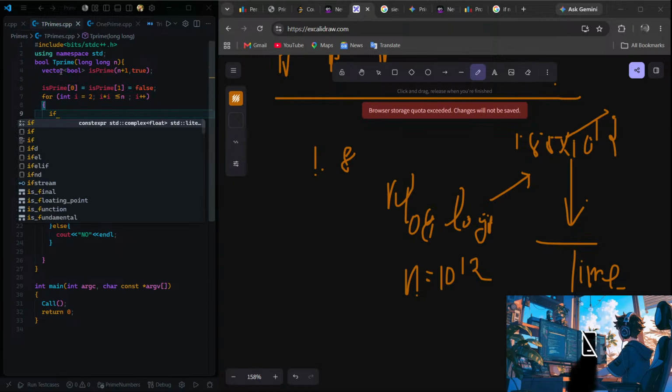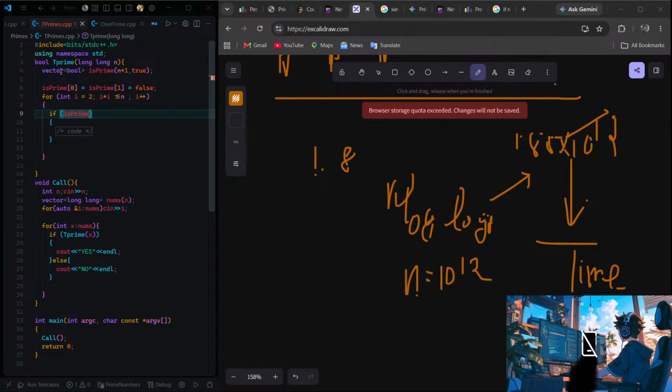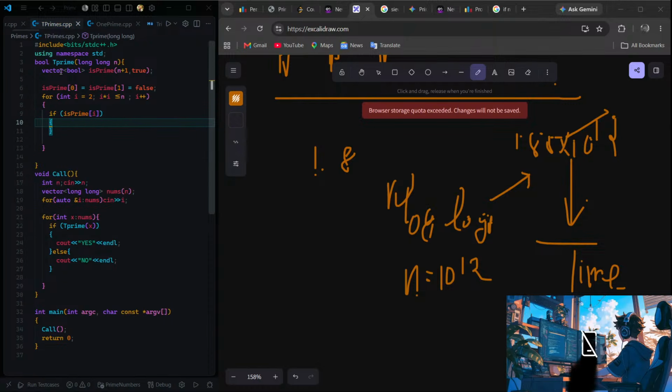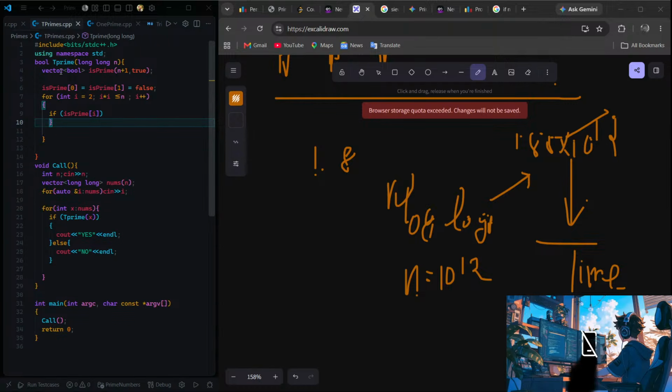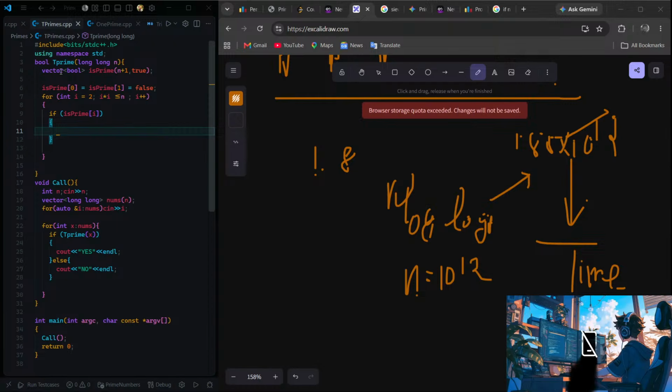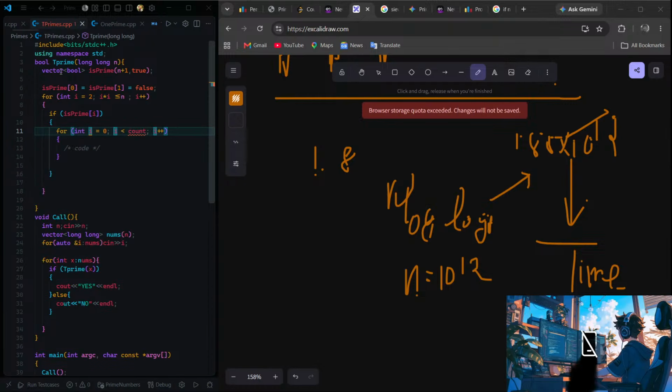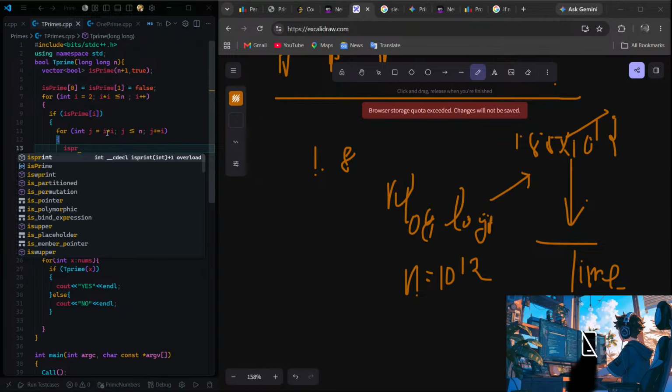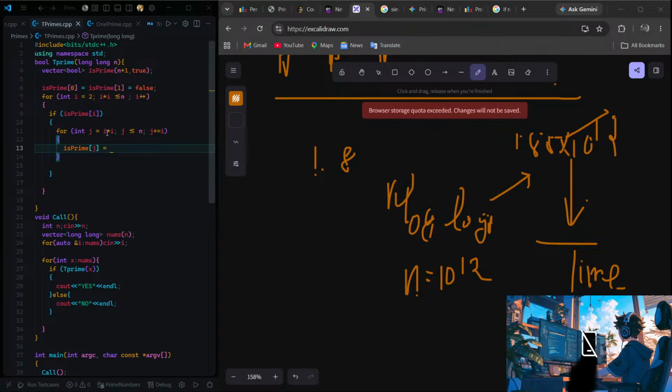And then if is prime i, for loop int j, j will start from i into i, up to n, and I will take the jump of i. And I will mark is prime j as false.